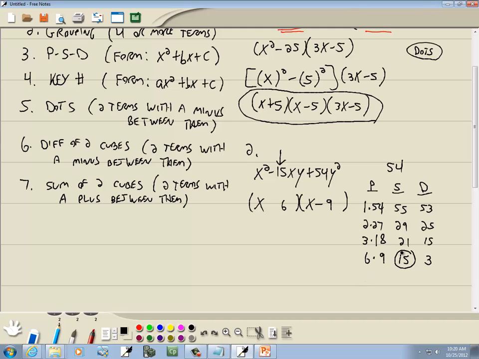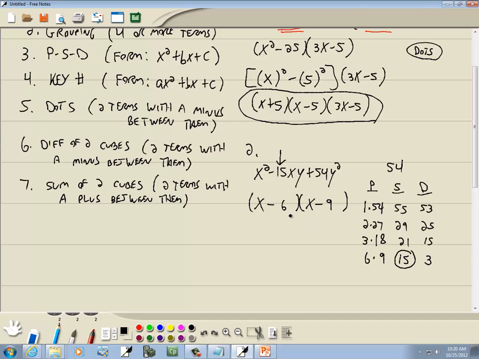If the number you circled is in your S column, S for same signs, both positive, both negative. If the number you circled is in your difference column, D for different, so you'd have different signs. One's positive, one's negative. Well, the number I circled is in the S column, so same signs. So if this one's negative, this one has to be negative.